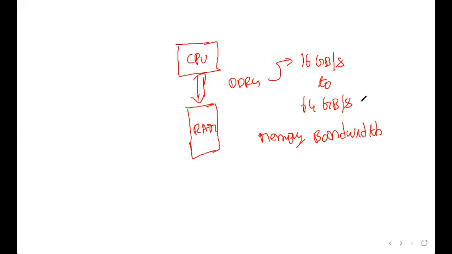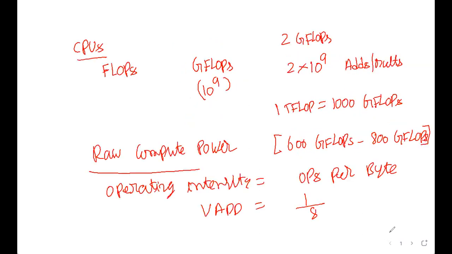So we have three things I would like you to remember. The first is the memory bandwidth. The second is the operational intensity, or compute intensity. And the third is the raw compute power of the processor. So these are the three things we need to keep in mind.